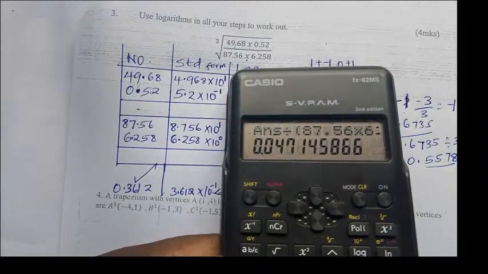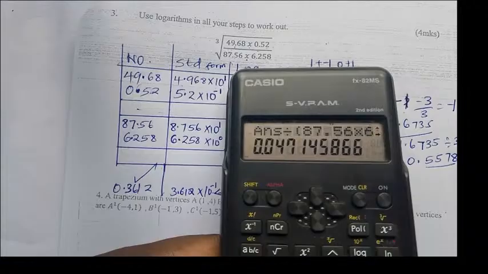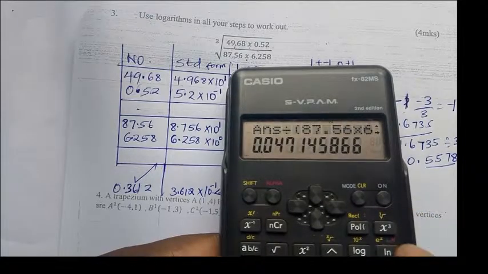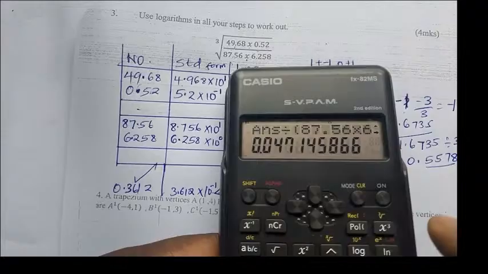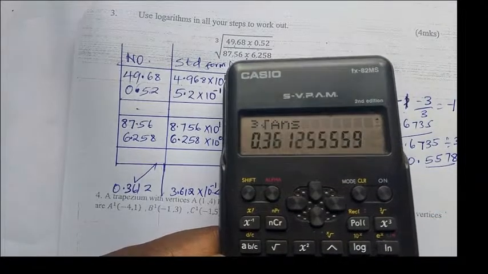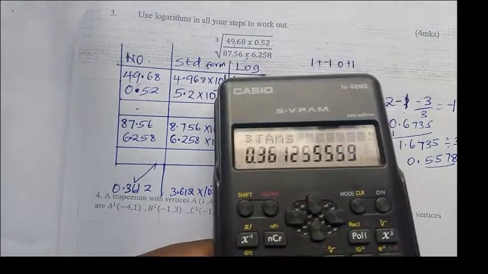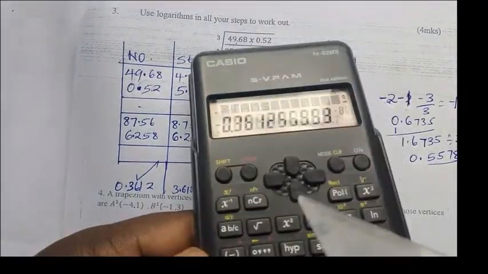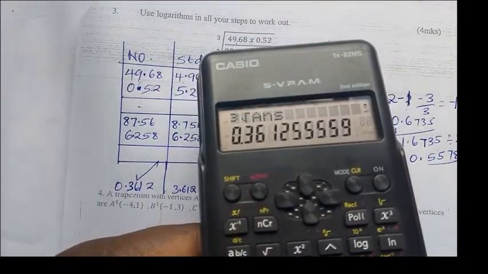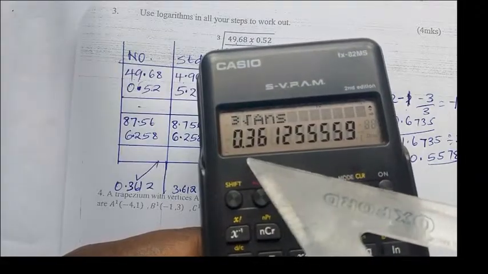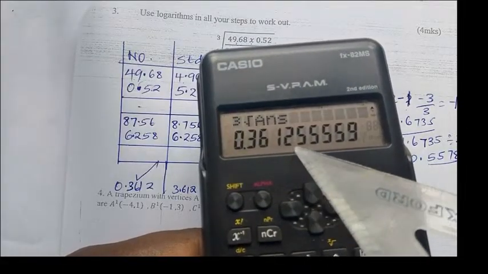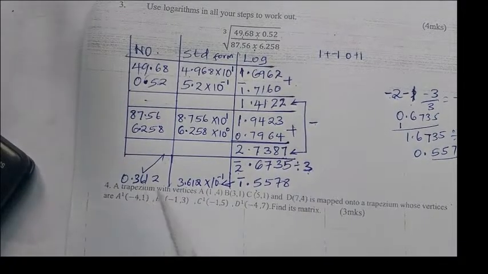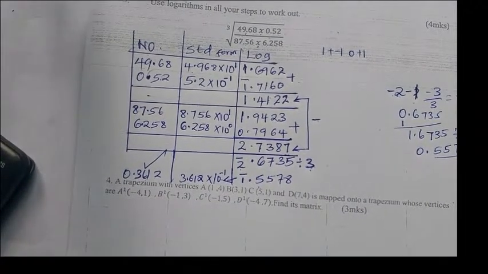Once you get the answer, you find the cube root for that number. So it is shift this answer. You get 0.3612. 0.3612, exactly what we got here. So that shows that you have done the right thing.